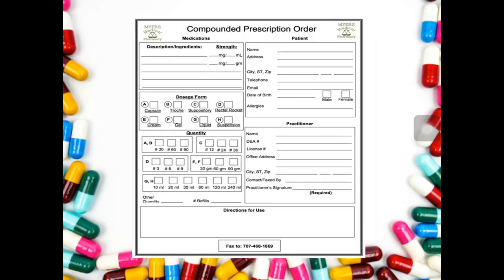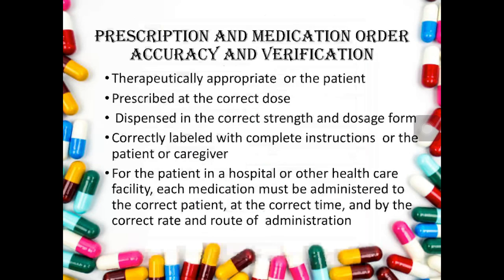Another example is a compounded prescription order. In case there is a need for PCA, TPN, or IV admixtures, they could write it on this prescription order, the compounded prescription order.